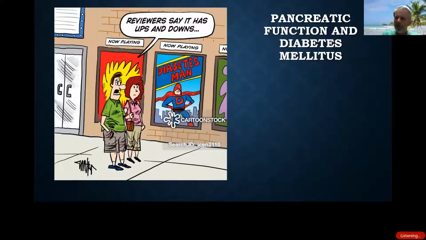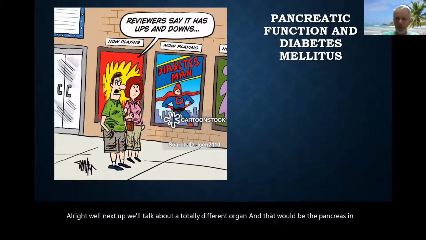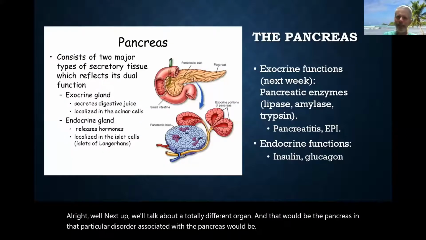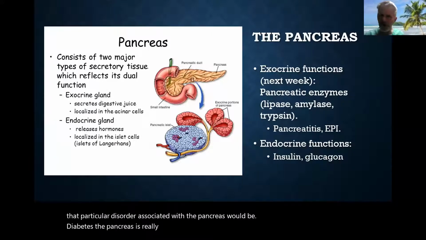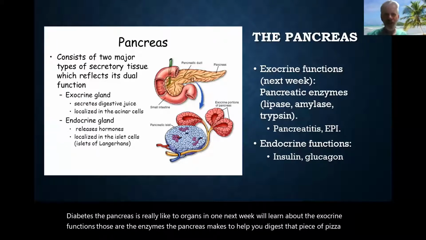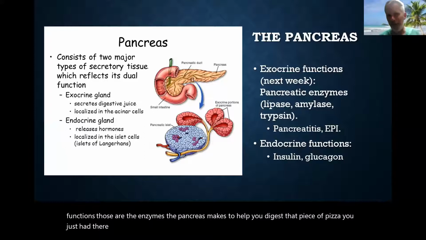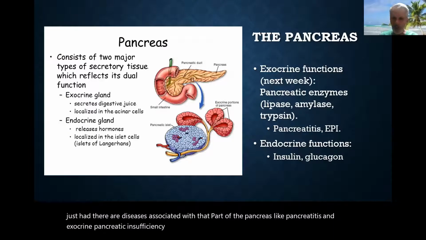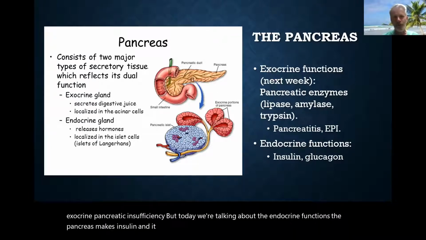All right, well, next up, we'll talk about a totally different organ, and that would be the pancreas. And that particular disorder associated with the pancreas would be diabetes. The pancreas is really like two organs in one. Next week, we'll learn about the exocrine functions. Those are the enzymes the pancreas makes to help you digest that piece of pizza you just had. And there are diseases associated with that part of the pancreas, like pancreatitis and exocrine pancreatic insufficiency. But today we're talking about the endocrine functions. The pancreas makes insulin and it makes glucagon, and they do opposite things.